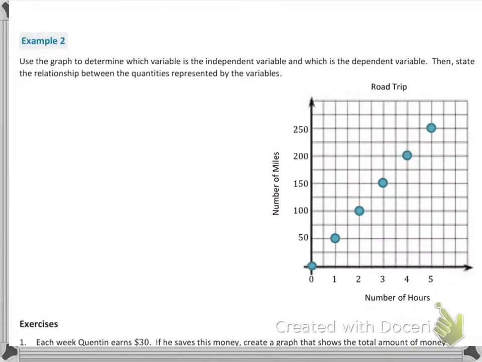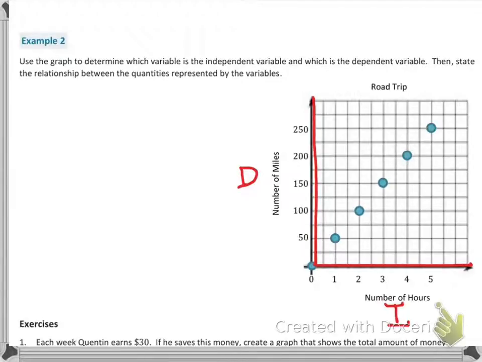Use the graph to determine which variable is the independent variable and which is the dependent variable. Well, remember, our independent variable has to go on the x-axis. So I know the number of hours is independent. That's the one I get to choose. Okay? That means that the dependent variable is on the y-axis. So the number of miles is dependent. And we can check it.